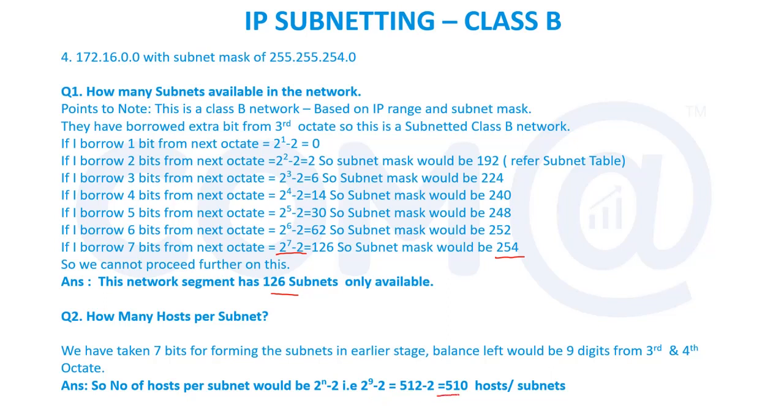See, once the network count is increasing, automatically the host count is decreasing because I'm borrowing extra bits from the host portion to the network portion. So on one side it is increasing, on the other side it is decreasing. That is natural.